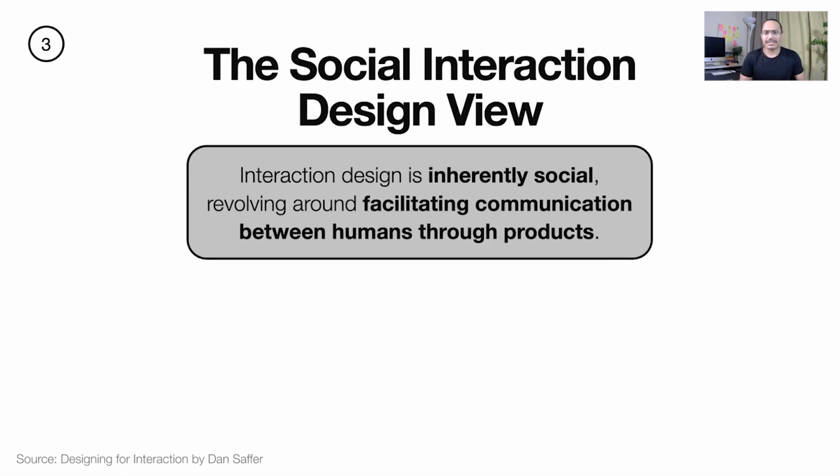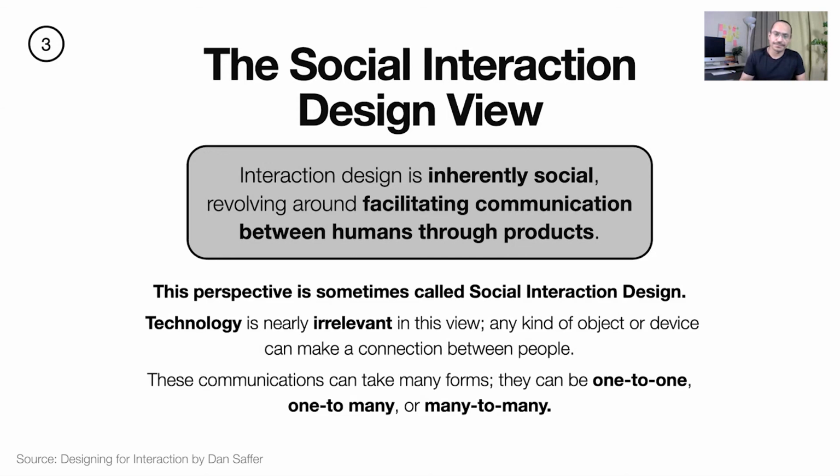And the social view basically revolves around what? It revolves around how the user lives in a society. How does he communicate with different people? How does he interact with the other entities of the society? Right. So how do we take that experience and use it in the product, so that the experience the user gets from the product is similar to what he gets in society. Interaction design is inherently social, revolving around facilitating communication between humans through products. So it means bringing the human element to the product when you're building it.